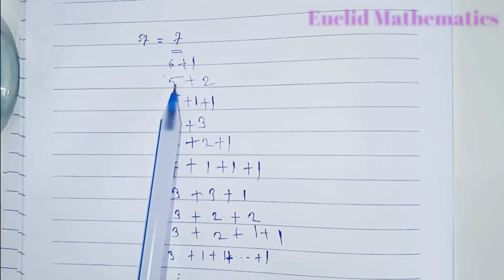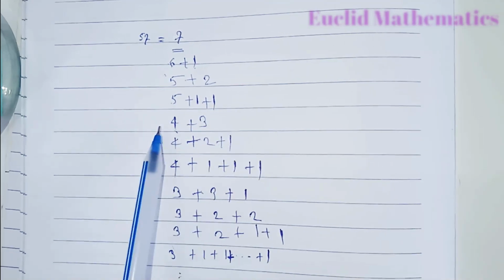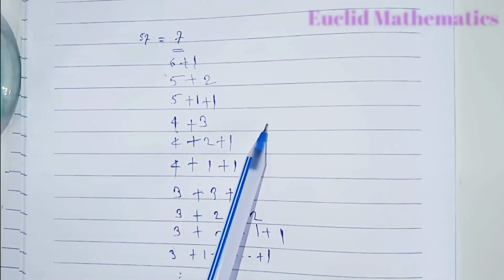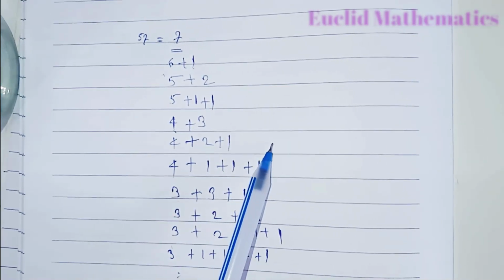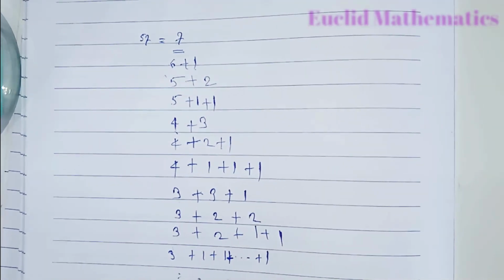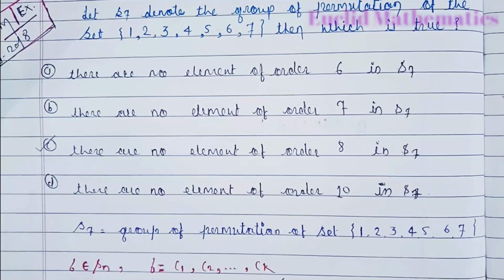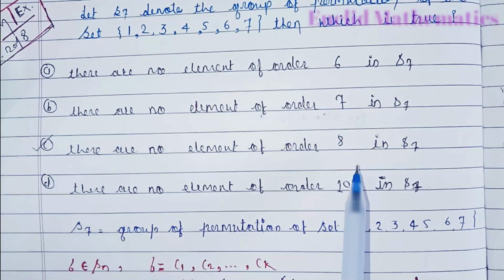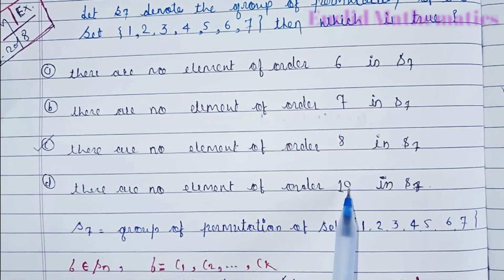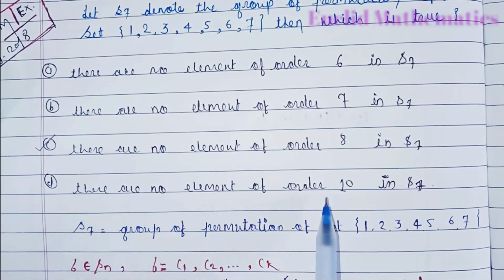LCM of 5 and 2 is 10. LCM of 5, 1, 1 is again 5. LCM of 4 and 3, we have to find the LCM of 4 and 3, which is 12. Again 4, 2, 1. We have to find the LCM similarly for all other elements. Now let's move as per our question. In our question we want elements of order 6, 7, 8 and 10. That means we have to find the combination of elements whose LCM is 6, 7, 8 and 10.